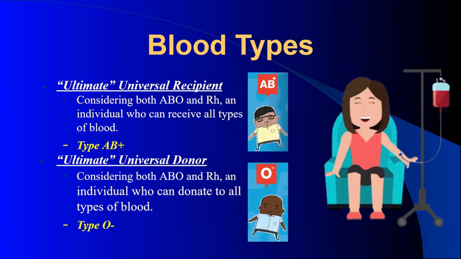And if we're looking at the ultimate universal recipient, considering both ABO and Rh, an individual who can receive all types of blood would be type AB positive. The ultimate universal donor, considering both ABO and Rh, this would be an individual who can donate to all types of blood, and that would be O negative.